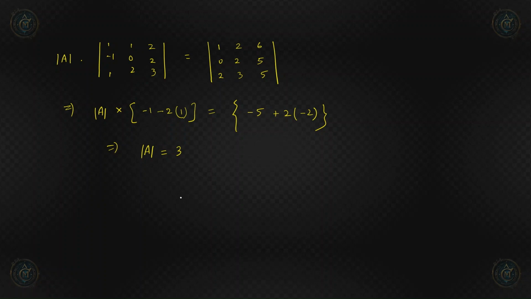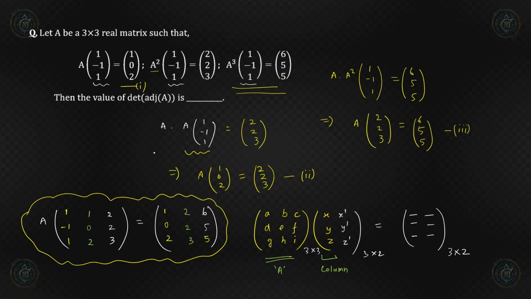Then we have to simply calculate the value of the determinant of adjoint A, which is nothing but determinant A whole squared, right? So this will be equal to 9. So our correct answer in this case will be 9. I hope you understood the concept behind this problem.